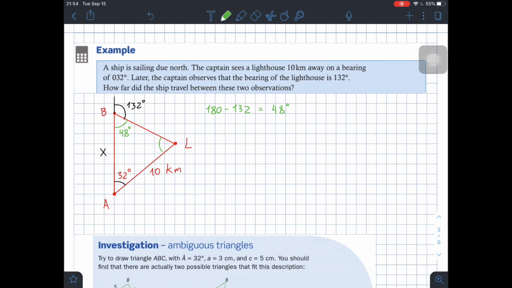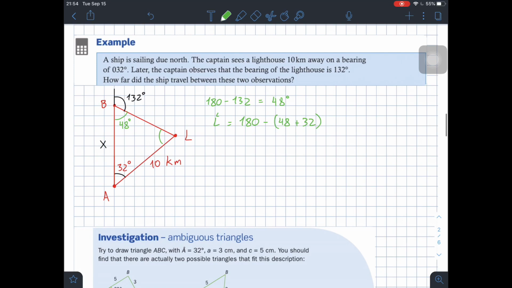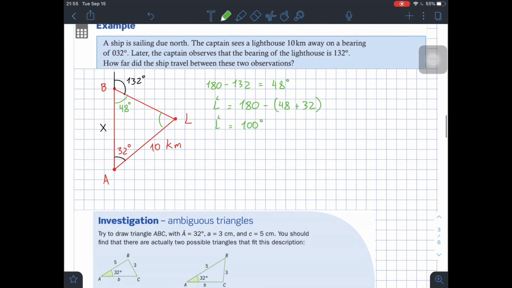We're going to call this angle L. Angle L is equal to 180 minus 48 plus 32, because the sum of the interior angles is always equal to 180 degrees. So with this information, we can find the value of angle L, which would be equal to 100 degrees. 48 plus 32, that's 80, sorry. So angle L is 100 degrees.